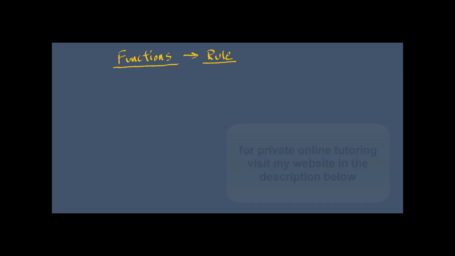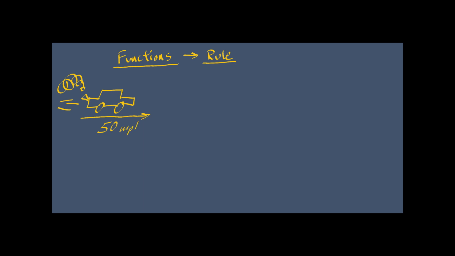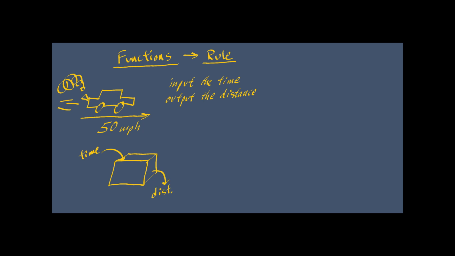For instance, let's say you're driving a car, and you're going 50 miles an hour. Okay? And you want a function where you input the time and output how far you've gone. In other words, the distance. So you want to know, I've driven 6 hours. How far have I gone? So your function is a useful little box or machine where you tell it the time and it tells you how far you'll get, the distance.